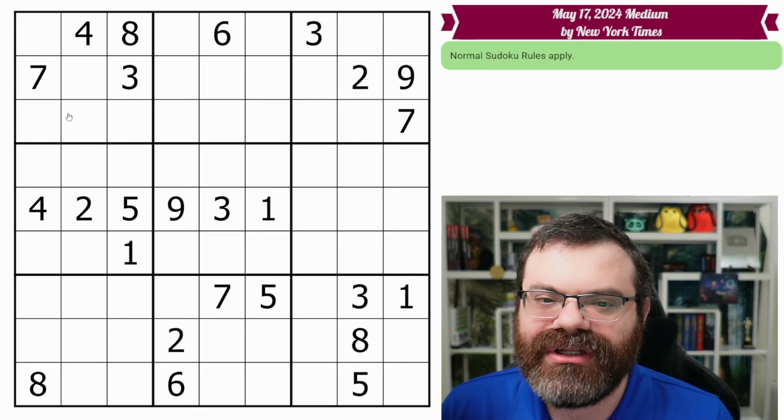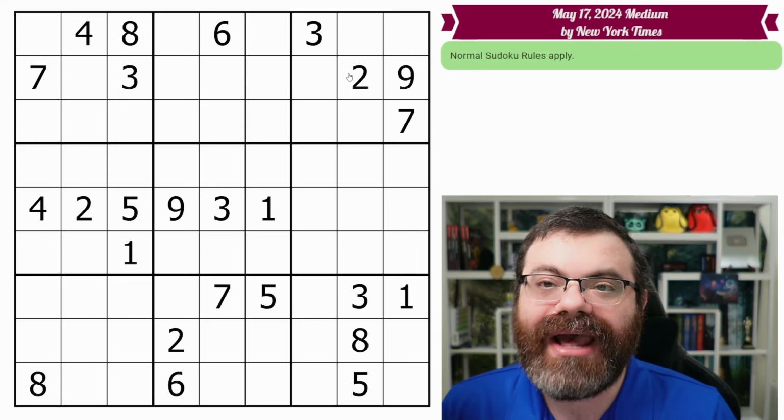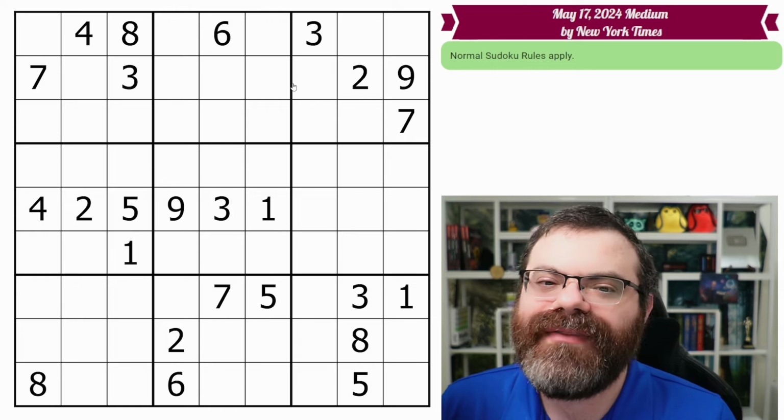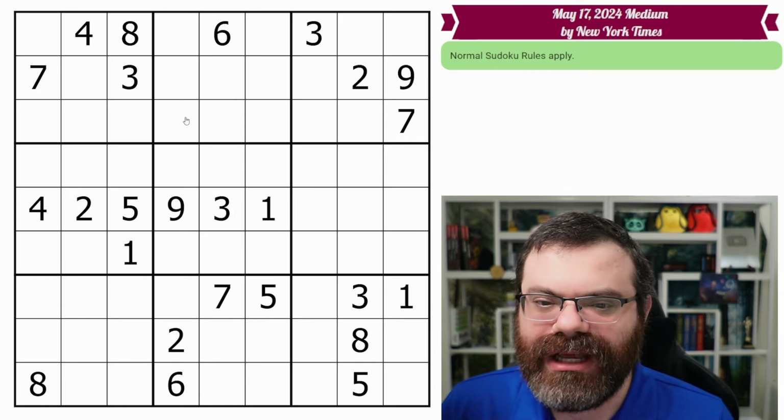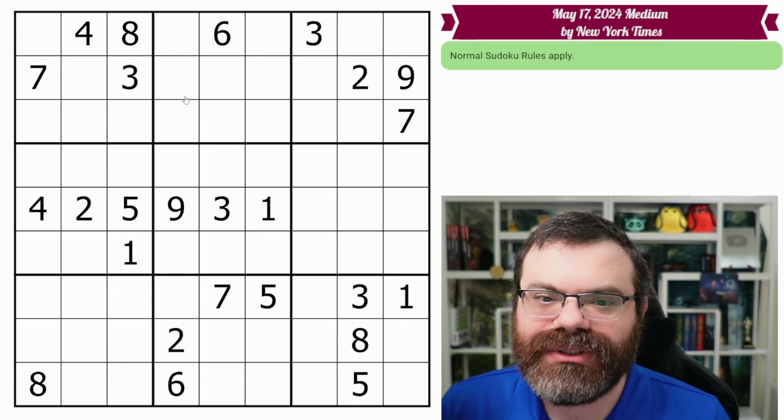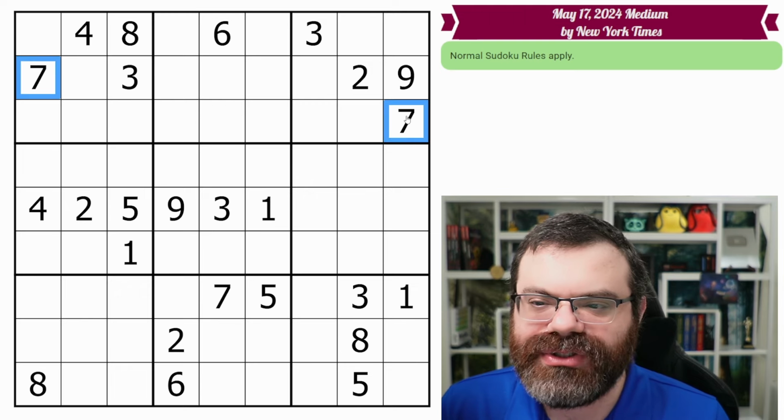So the first thing I want you to do is look for where we have 2 out of the 3 digits placed. And that third digit will be restricted to only 3 cells remaining that it can go in at most. So for example, there are 2 sevens in this band.